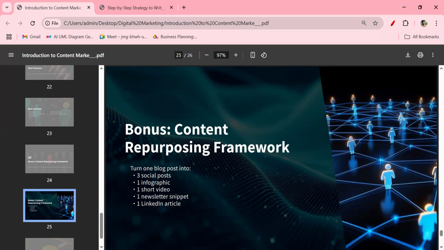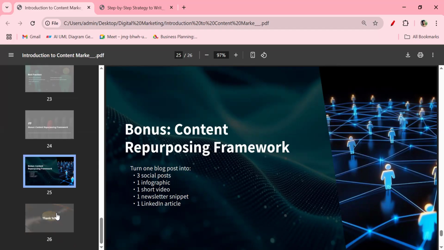After putting in this much effort, you can easily see the output: you have grabbed more audience, more connections, more followers, because you are using so many different posts. You are using social posts, infographics, video, newsletter, and LinkedIn article.